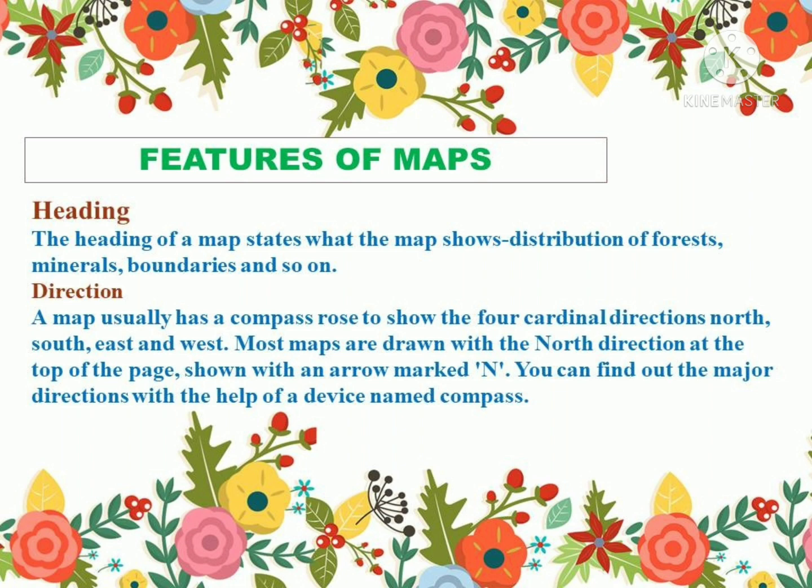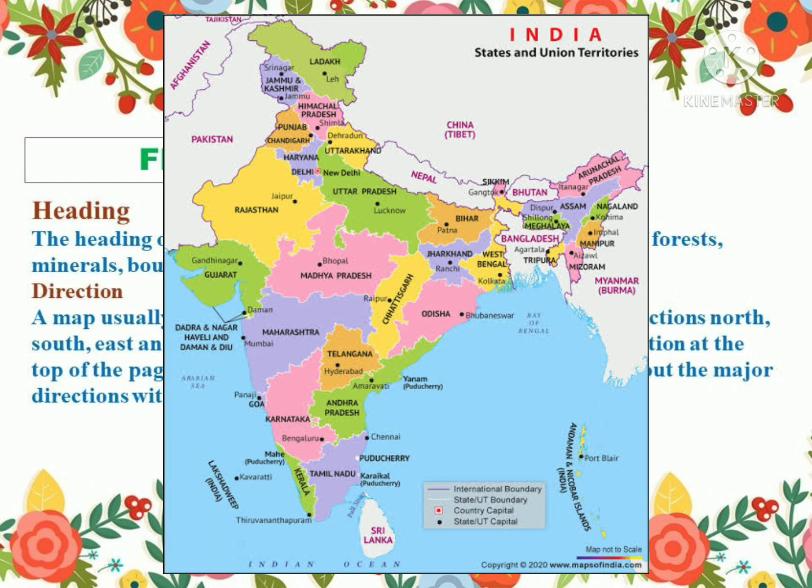So, the heading of a map states what the map shows, such as distribution of forest, minerals, boundaries, and so on. So, what is the use of a heading? Heading tells you what the map is all about. This information is given by the heading. Look at the map given on your screen and try to find out the heading in this map. Can you see states and union territories on the top of the map? Yes, this is the heading of the map.